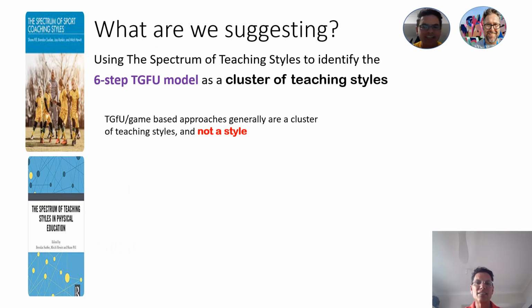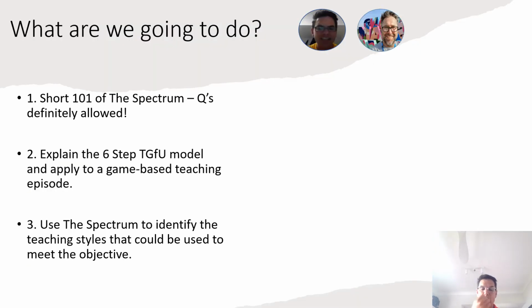So what are we suggesting today? We are suggesting that we're going to use the spectrum of teaching styles to identify the 6-step TGfU model as a cluster of styles rather than just a style. How are we going to do this?